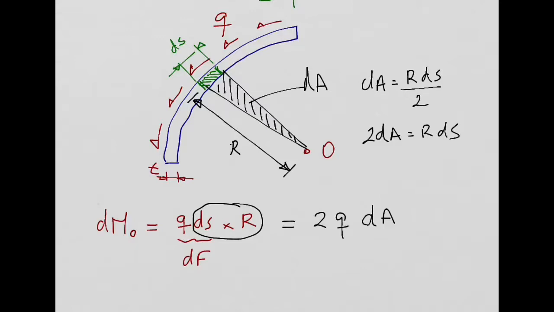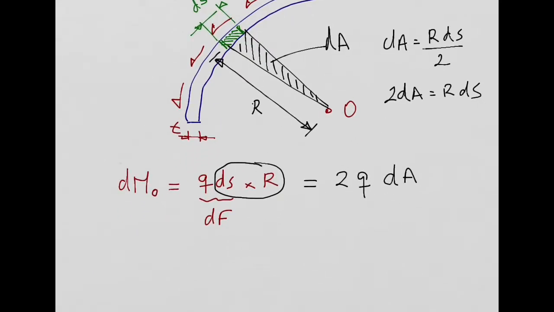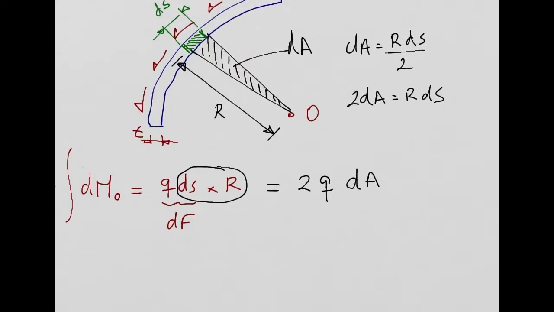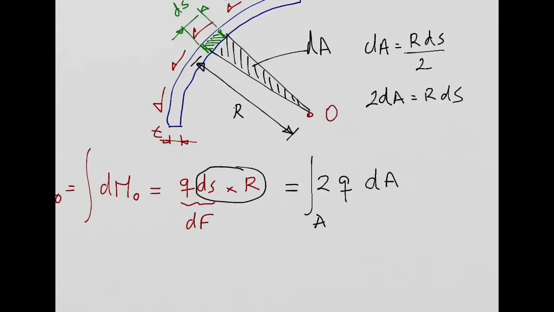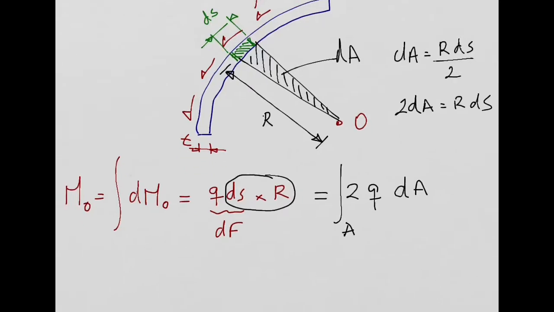So if I want to calculate the entire moment produced by this shear flow, when it goes from s equal to zero until it reaches this point, what do I have to do? I will have to do the integral, right? If I integrate this, I will get the total moment, M0. But if I integrate here, I need to integrate on the right-hand side as well. You agree with me? And the good news is this integral is very simple because 2 is a constant.